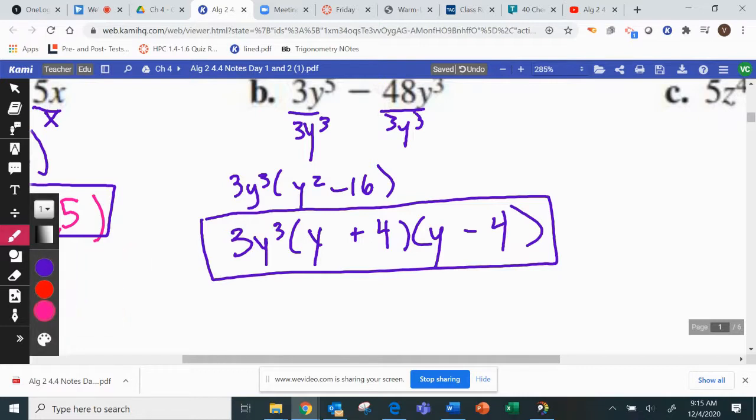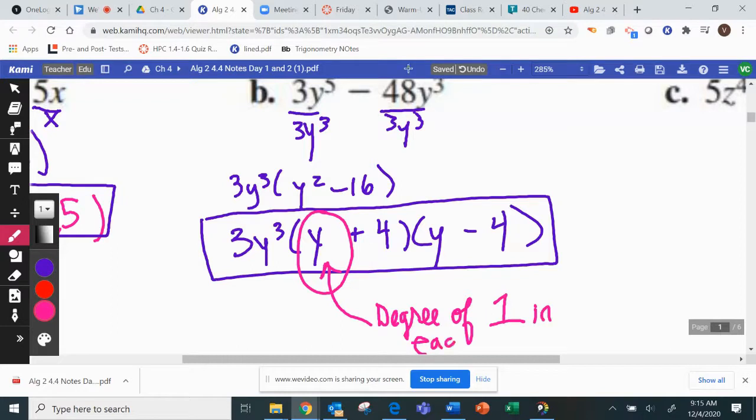You're trying to factor until you get a degree of 1 in each factor. So since this is y to the first, I know I can't factor that further, because this one was y to the second. It tells me I might be able to factor that further. It doesn't mean I always can. It says I might be able to.